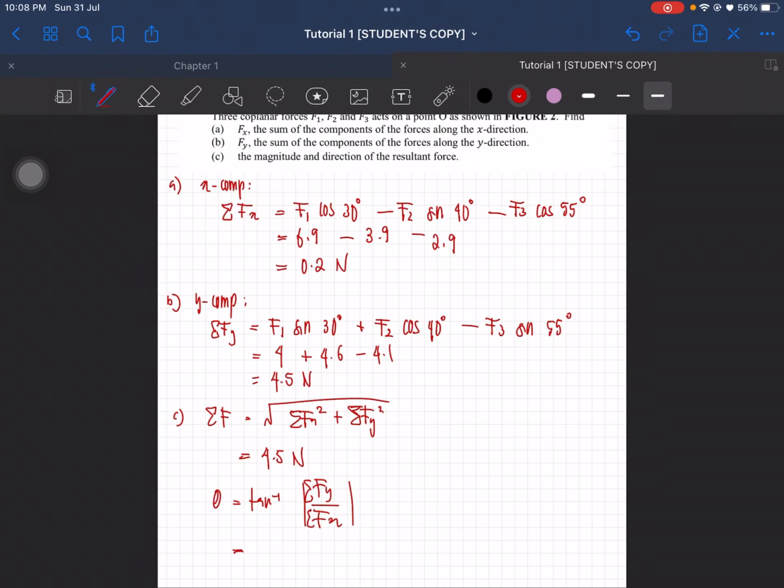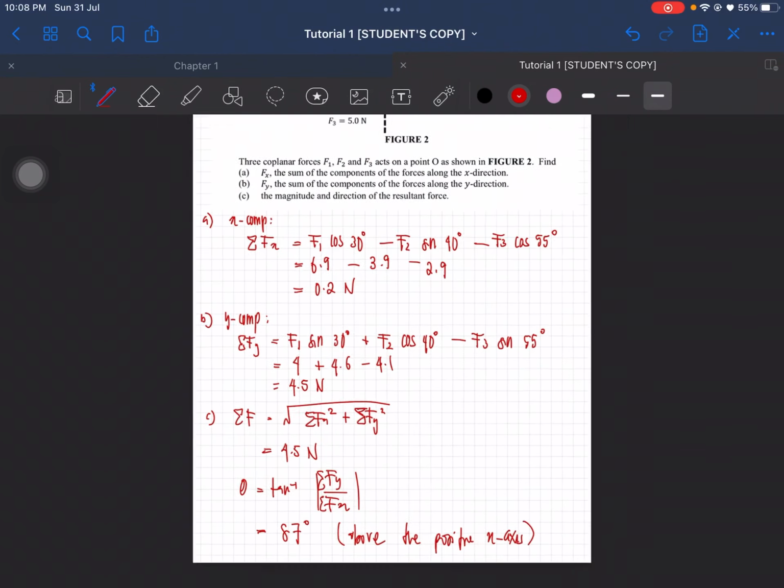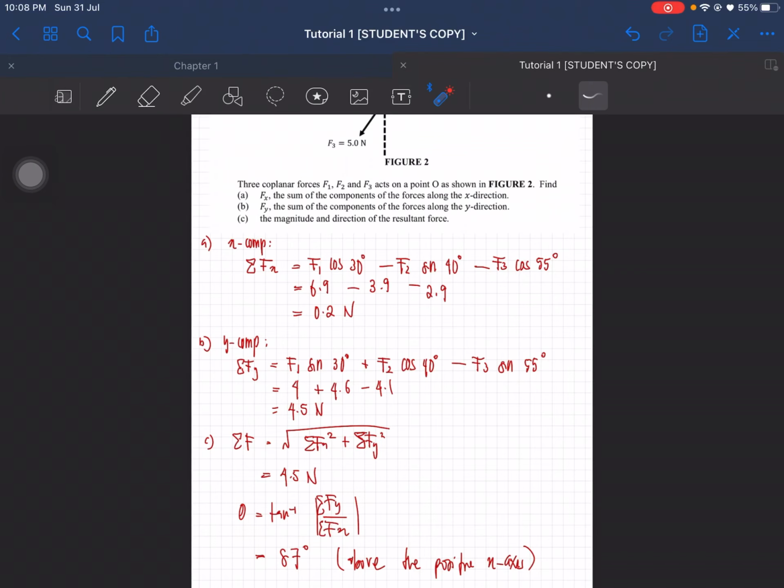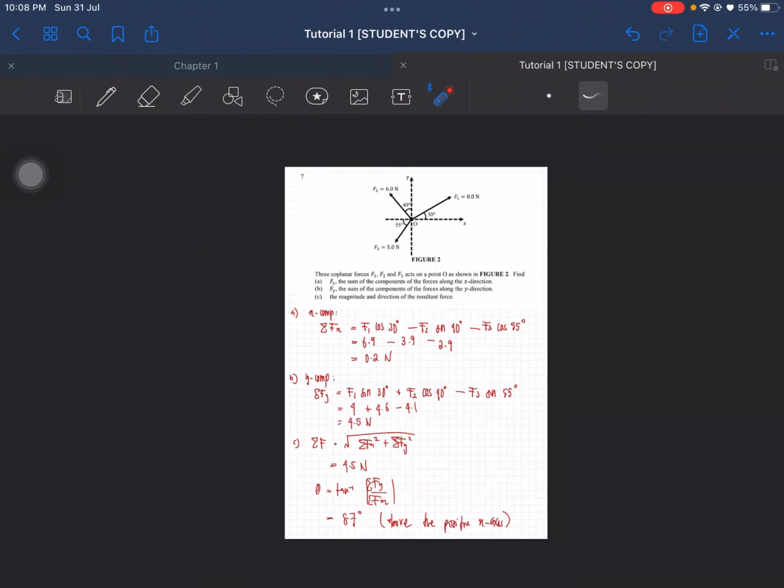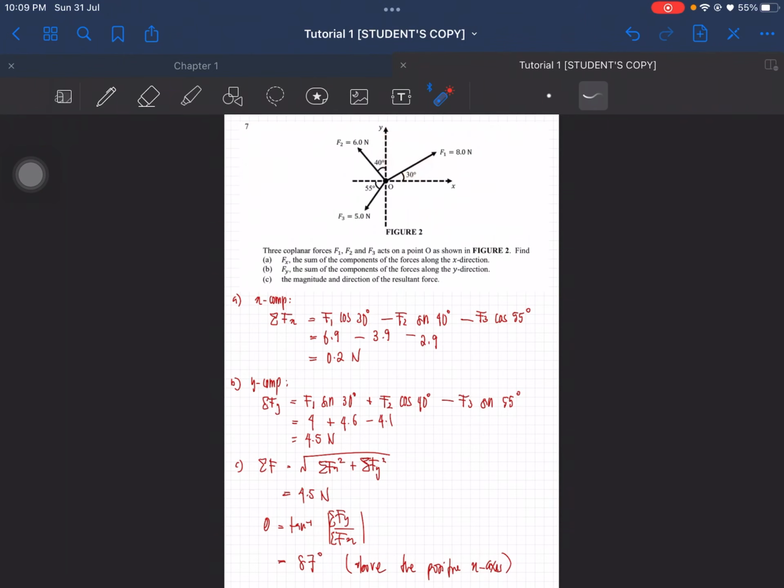Okay, so this will give you 87 degree, which is above the positive x-axis. Okay, why is it above the positive x-axis? It's because the force at component x and y are both positive. So that is in this quadrant here. Okay, so that is your solution for question number 7.